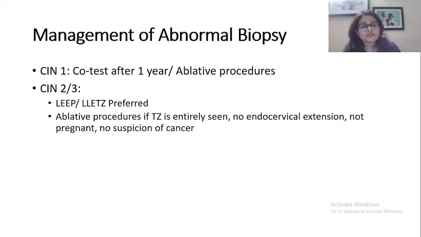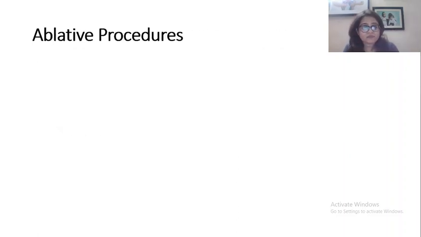Ablative procedures can also be done, but only if these criteria are fulfilled. So say she's come with CIN 2 or 3, you prefer to do a LLETZ. That is an excisional procedure, but you can also do an ablative procedure if you can see the entire transformation zone, if you're sure there is no endocervical extension, if she's not pregnant, obviously, and if there is no suspicion of cancer. Then you can also offer ablative procedures, but the treatment of choice for CIN 2 or 3 is LEEP or LLETZ.